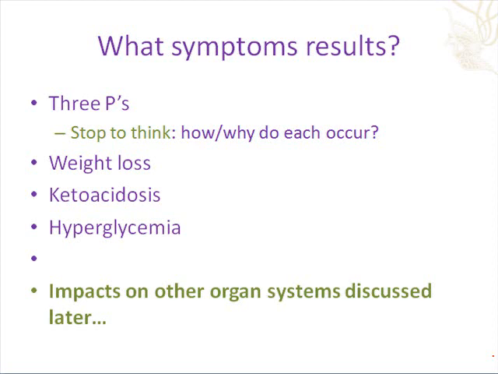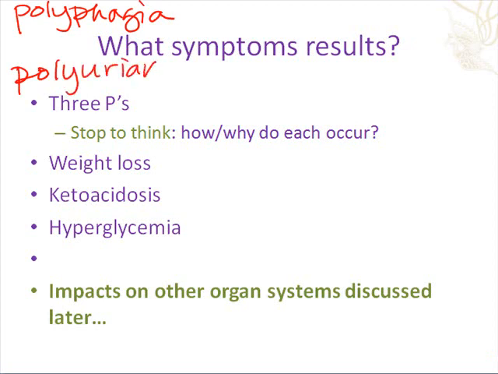So as I said, there are three classic signs associated with untreated diabetes mellitus, and those are polyphagia, or excess hunger, polyuria, or increased urine production, and I'll put it down here, polydipsia, which is increased thirst. So what I want you to do for me for just a second, hit pause, see if you can come up with an explanation for how or why each of these three occur. How does this all relate back to malfunction of insulin?